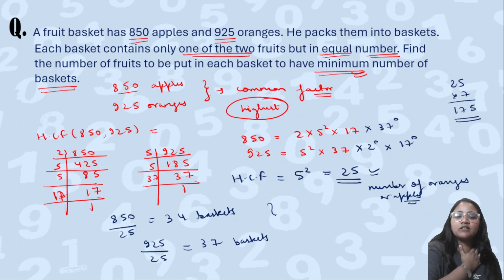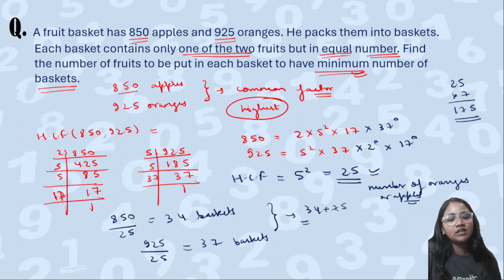So how many total baskets are required? Total baskets will be 34 plus 37. Oh, I'm sorry, let me do it again. 34 plus 37. So 7 plus 4 is 11. 3 plus 3 is 6, plus 1 is 7. 71 baskets.